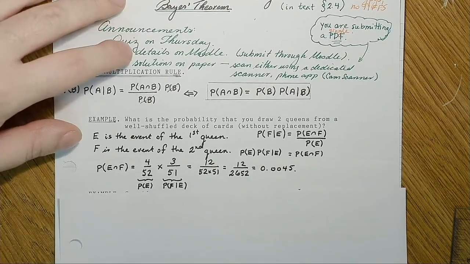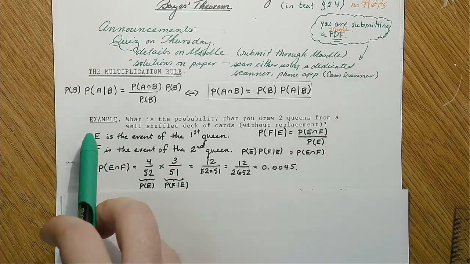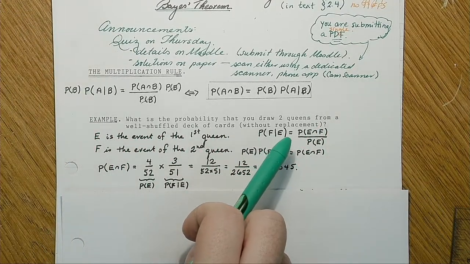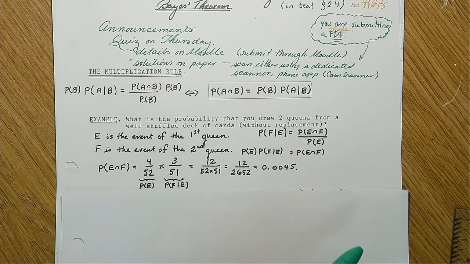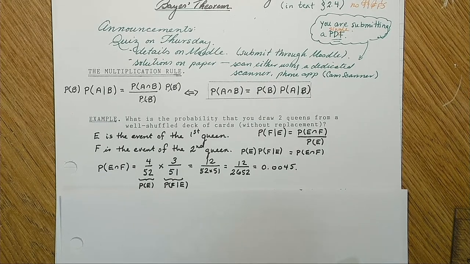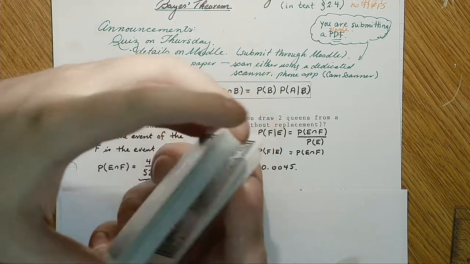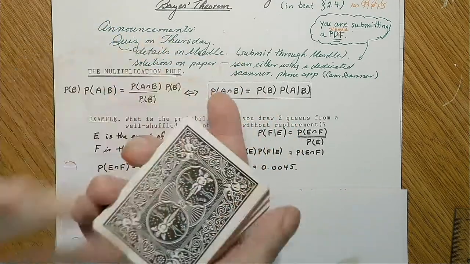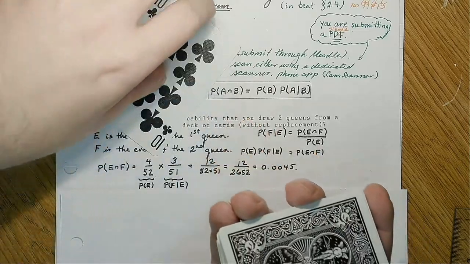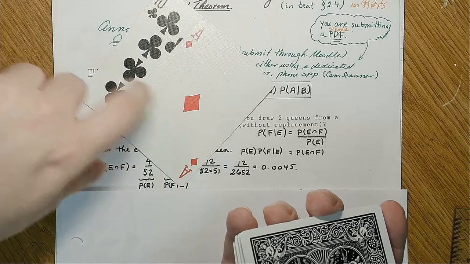We did this with, for instance, the example where we had the probability that you draw two queens from a well-shuffled deck of cards without replacement. What's the probability that you get two queens? So again, you would have a deck of cards here, well-shuffled, and without replacement, you would pick two cards. What's the probability that you drew two queens on the first two cards?